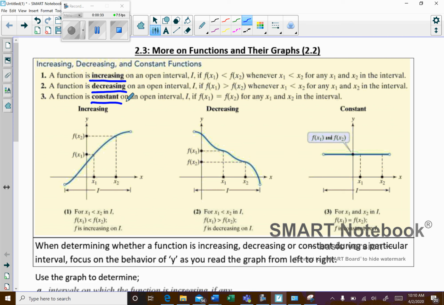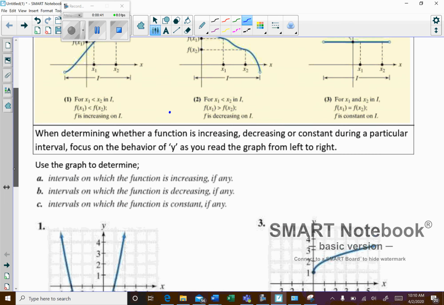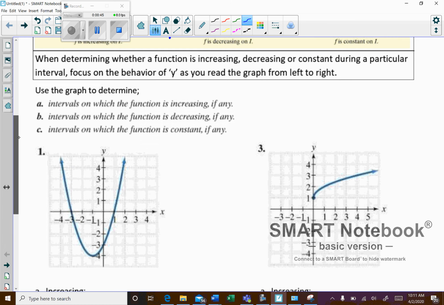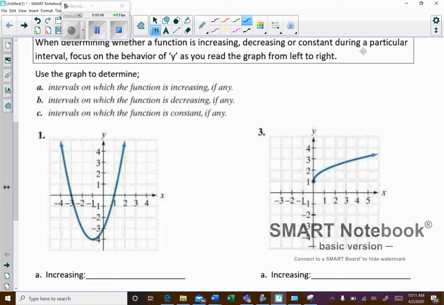So I'm not going to go through all these formal definitions. I think it's just easier to show you in some examples. As I was saying, when we're determining whether a function is increasing, decreasing, or constant during a particular interval, focus on the behavior of y, and we're always going to read it from left to right. The y is going to tell you whether it's increasing, decreasing, or constant, and the x is how you give your answer. You're going to give your answer in terms of the domain of that interval.